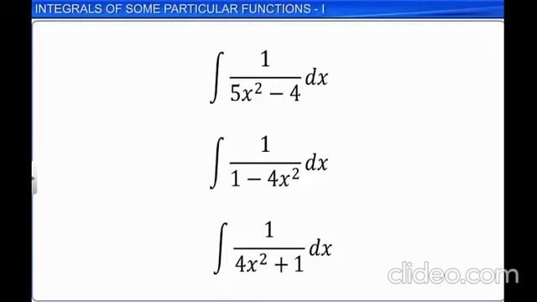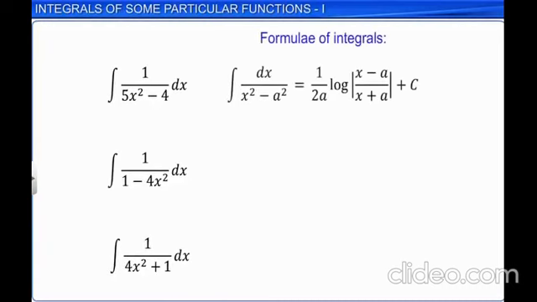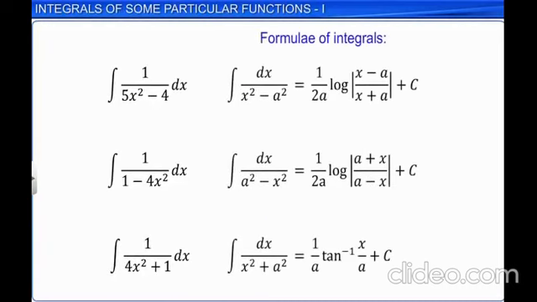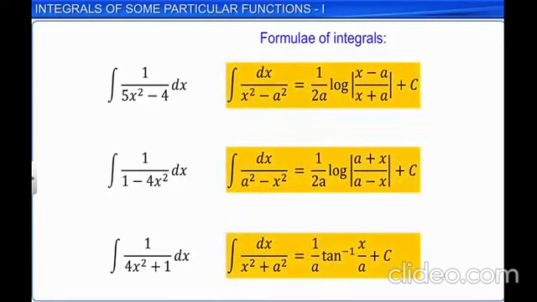In the previous modules, you learned to solve different types of integrals. Now, take a look at the integrals here. All these integrals fall into the pattern of the standard integrals shown here. In this module, you will learn to convert a given integral into one of these standard forms, and then use the formulae to integrate it.